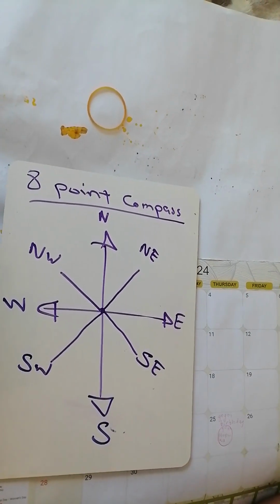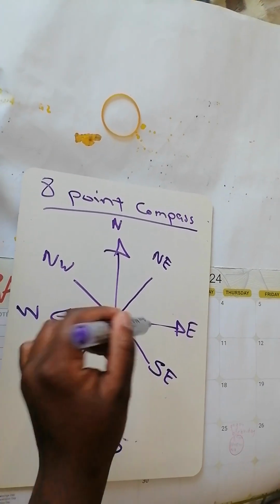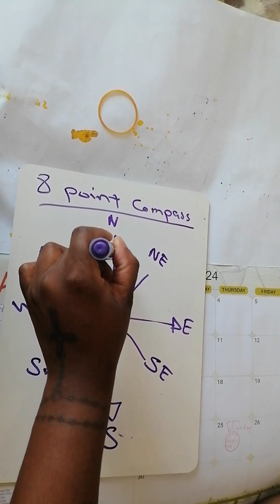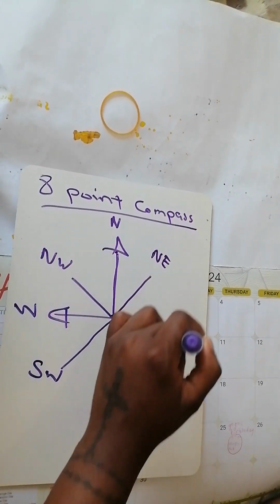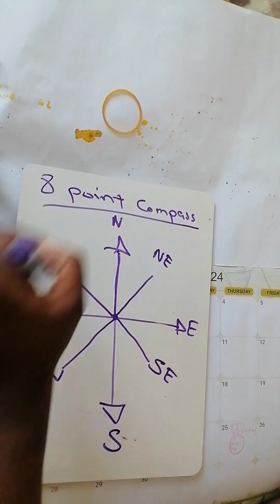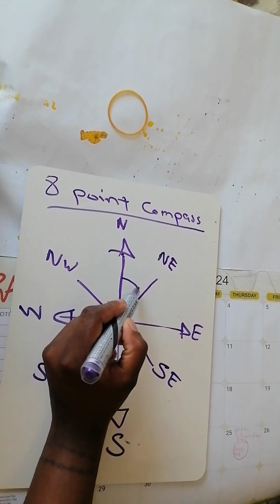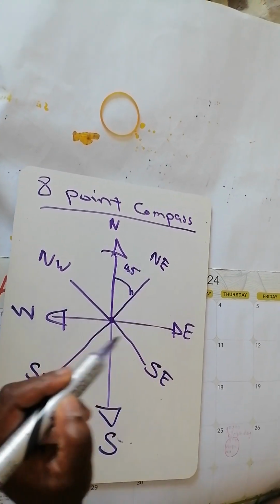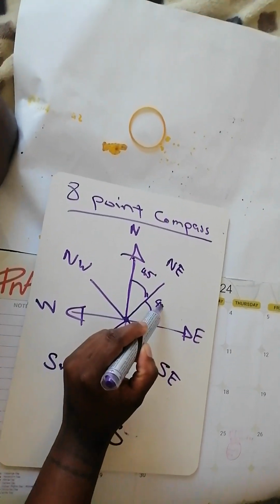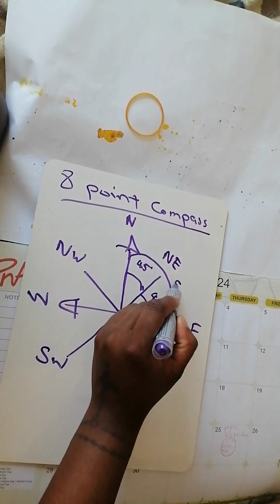So how we read a compass is, if we say clockwise, it means, for example, someone is standing facing north, and we say the person moves clockwise, they're moving towards the right. So clockwise means moving towards the right, and counterclockwise is when they are moving towards the left. The distance between north and northeast is 45 degrees. The distance between northeast and east is 45 degrees. Therefore, the distance between north and east is 90 degrees.